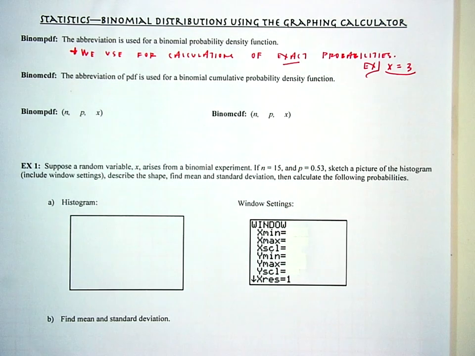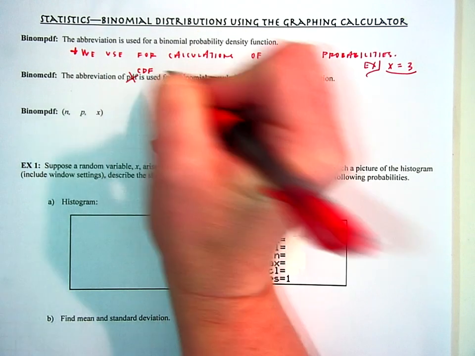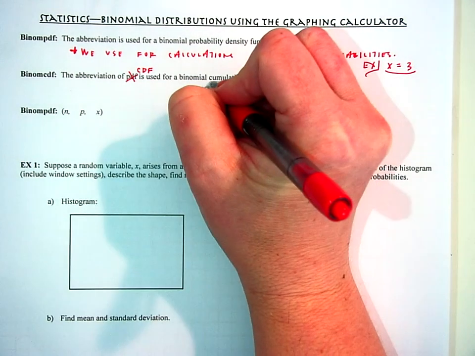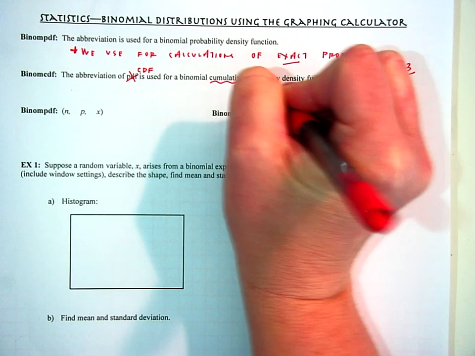All right, binomCDF. Here we're looking at a binomial cumulative probability density function. Let me change my notes. This should say CDF. So the abbreviation CDF is used for binomial cumulative probability density function. Cumulative, we've heard that before, right? We know that just means we're looking at a running total, a running total up to a given point.